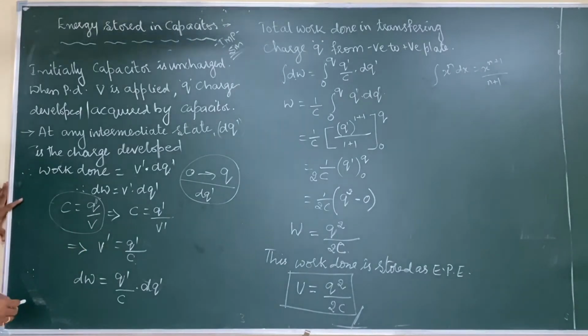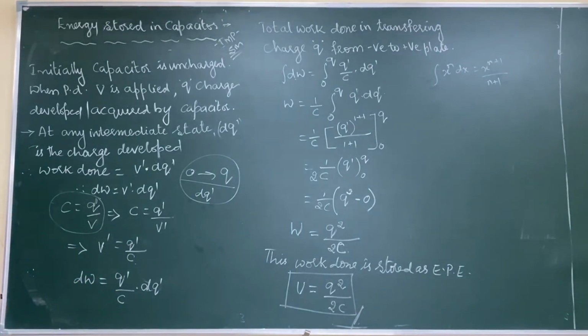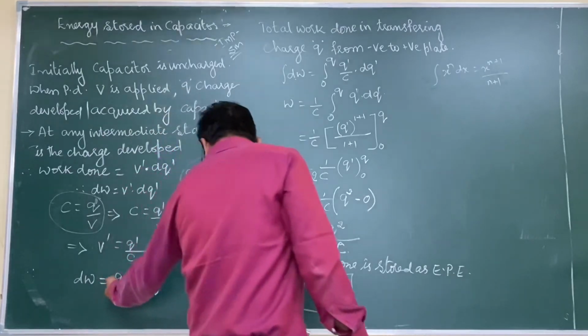So I will write this V dash as Q dash by C. Q dash divided by C, we can write, right? Yes. Now what happens? This is the small work.